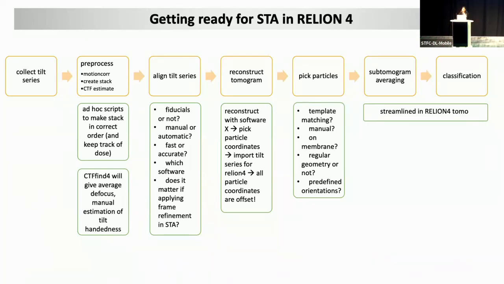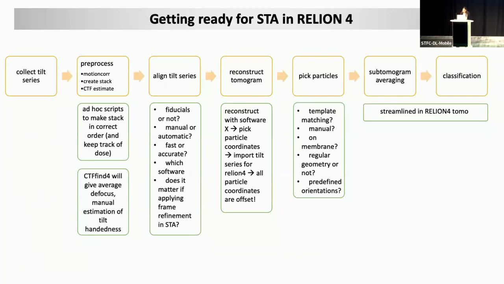So then we need to align the tilt series. And again, here we have a number of possible software we can use. One of the most common is IMOD, but there are a number of newer software. We normally use Dynamo for aligning the tilt series. And there are also a number of question marks that people are still wondering: is it better to have fiducials or not? Is it better to just do fast automatic alignments, or do we want to pick and select and perfectly center every single gold bead?